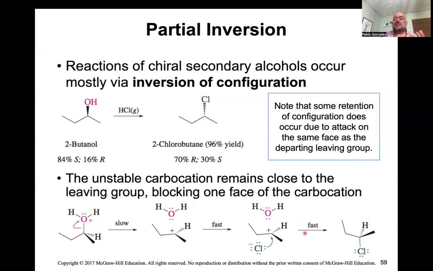But some of them are going to be able to attack on the same face as the leaving group, and those are going to be the retention ones. So you started with 84 and finished with 70, but you expected 16 of the S and you have a little bit more because some of them were able to attack that same face where the water was leaving. But most of the time when it's a secondary, you're going to have more of that inversion of configuration than the retention of configuration.